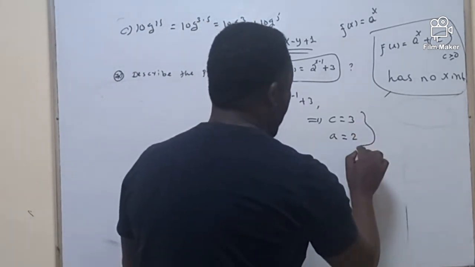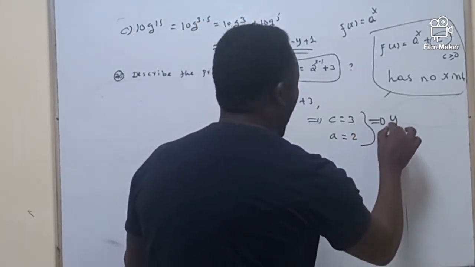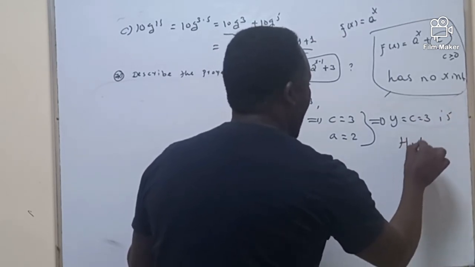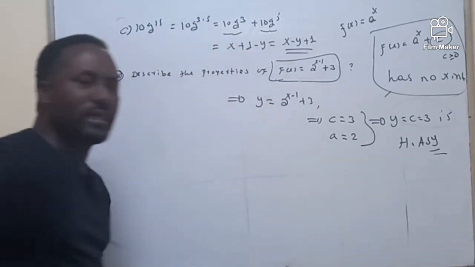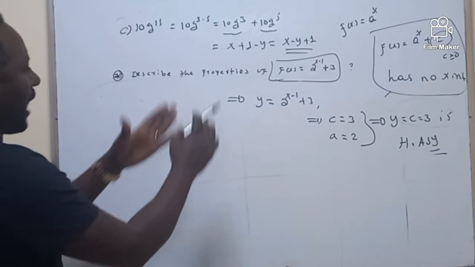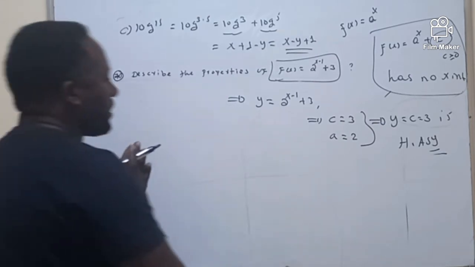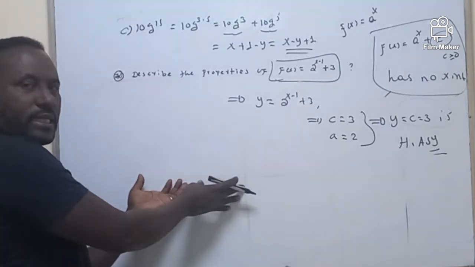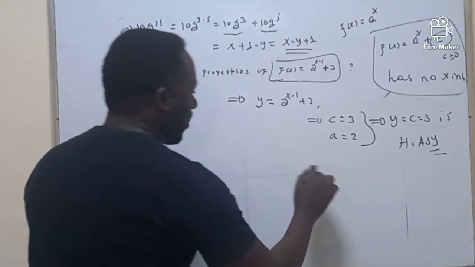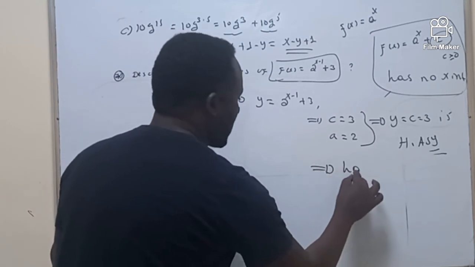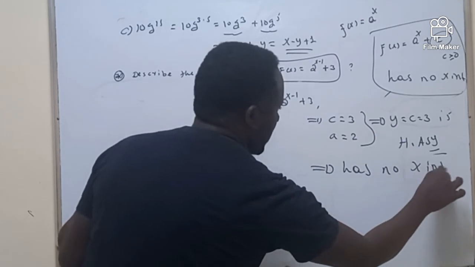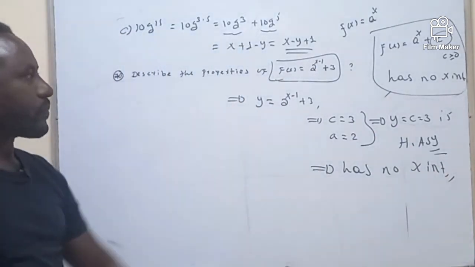From these two, this implies that y equal to c, that is y equal to 3, is the horizontal asymptote for the graph of this problem. The graph will be for the second case. But before that, we need to determine the x-intercept. This problem has no x-intercept, because I have explained before.